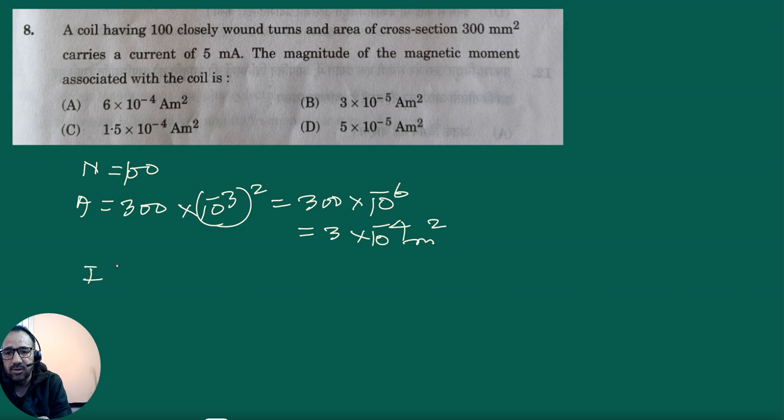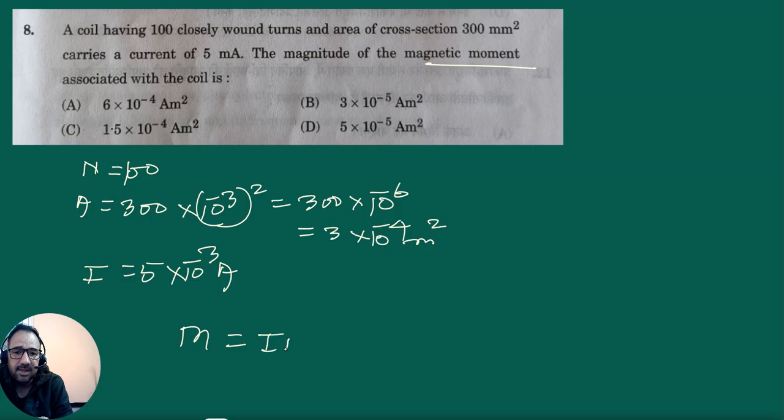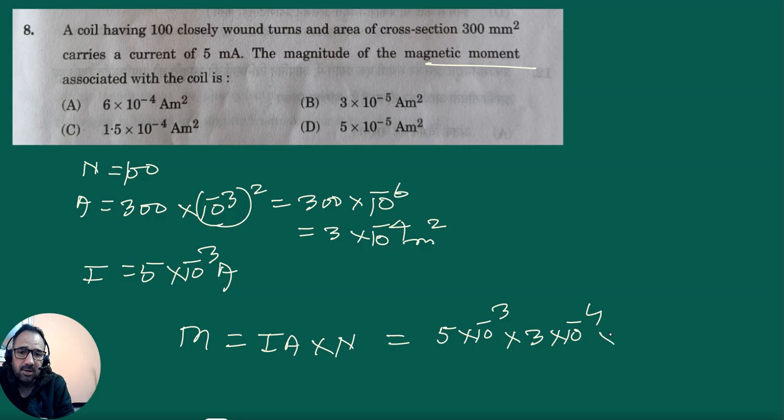And current is also given here. Current is 5 milliampere. Milli means 10 raised to minus 3 ampere. You need to calculate the magnetic moment. You know magnetic moment is I A for the current carrying loop. But if number of turns are there, you can multiply it by n. So it becomes I is given, 5 into 10 raised to power minus 3, area is 3 into 10 raised to power minus 4, and number of turns are 100.